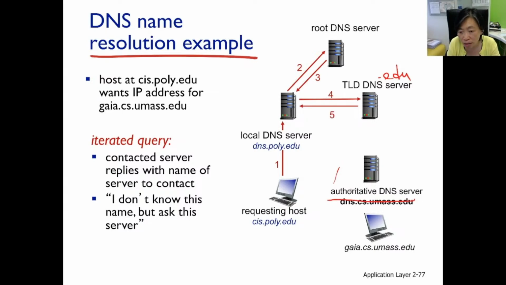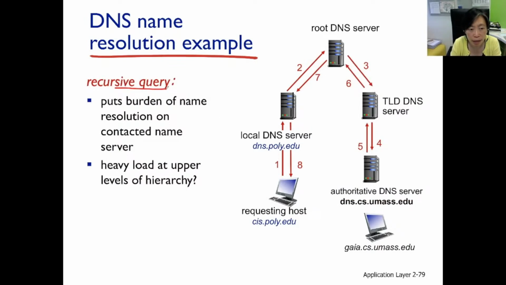And the local DNS server sends the query a third time to finally reach the authoritative DNS server. And finally, the IP address for Gaia.cs comes back to the local DNS server. The local DNS server forwards that back to the requesting client, and be happy about it.